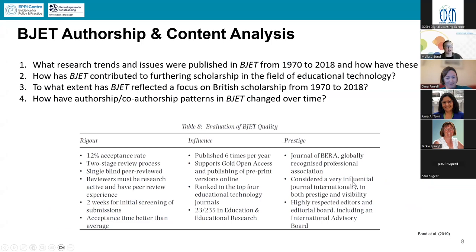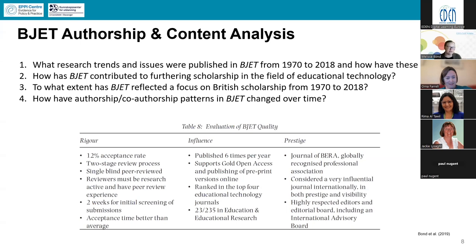And I wanted to, I guess, briefly give you a couple of examples of ways that I've done that. So one of them was a content and authorship analysis of the British Journal of Educational Technology across its first 50 years. And so we're looking at what trends and issues were reported in BJET. How has BJET itself contributed to furthering the scholarship in our field, of a broader field of ed tech? Not just distance education, but also face-to-face. To what extent has the journal reflected a focus on British scholarship? So bringing in a little bit of that authorship analysis, and how have authorship and co-authorship patterns changed over time? So I used a combination, really, of methods.